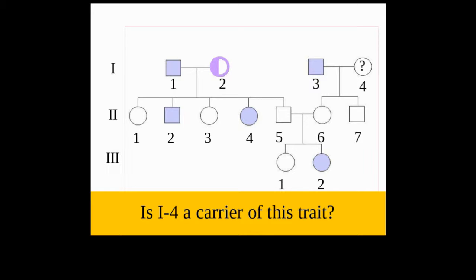Is individual 1-4 a carrier? It's difficult to tell. Her offspring, neither of which have the trait, don't give us any clues. Individual 1-5 must be a carrier of the trait because he passes it on to his daughter.